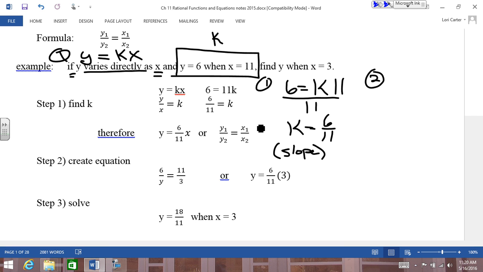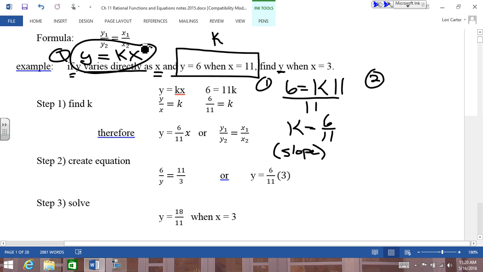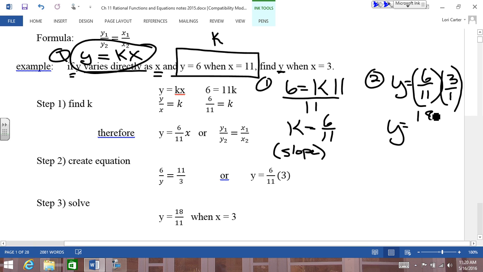All right, so find y when x equals 3. So you're back to this equation, but this time what do I know? I know my x is 3. What else do I know? K is 6 over 11. So I know k is 6 over 11, and I know x is 3. I'll put it over 1. Okay, so what does y equal? 18 over 11.